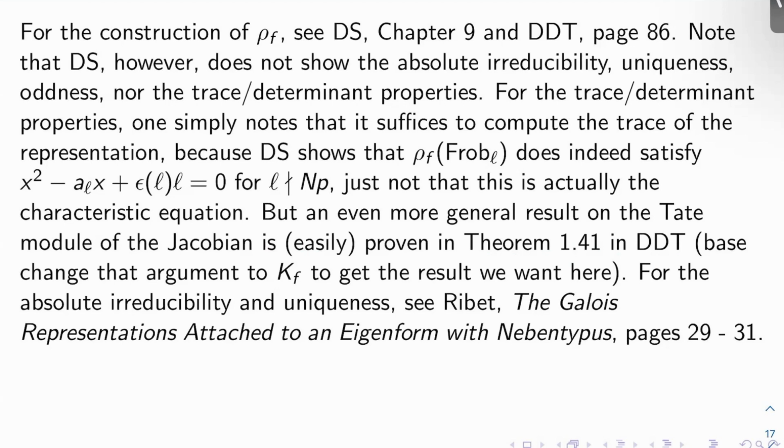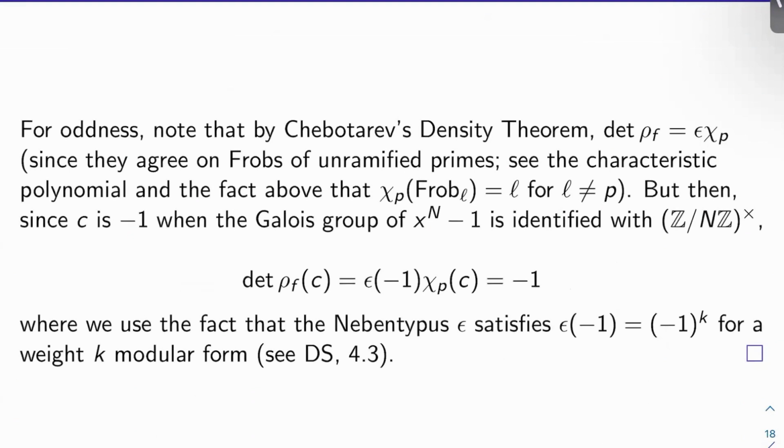Absolute irreducibility and uniqueness is dealt with in Ribet's "Galois representations attached to eigenforms with Nebentypus," pages 29 to 31. I believe that uses the main theorems of class field theory and the Rankin-Selberg estimates. Okay, so what are we missing? We're missing oddness, right? I will prove that here because I couldn't find it proven anywhere.